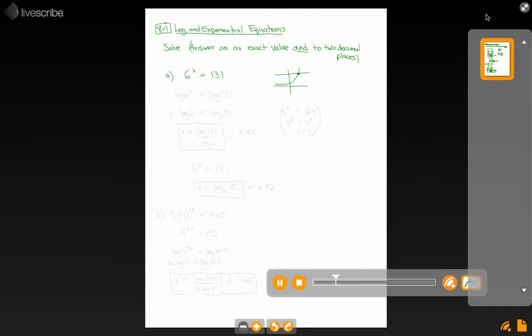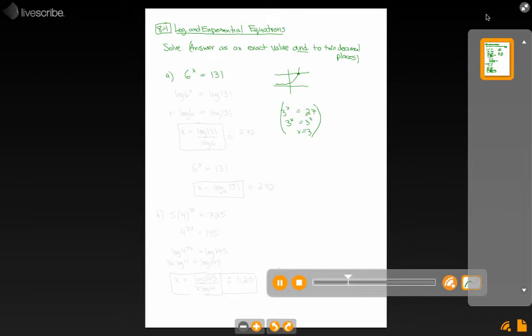If this was powers of the same base, something like 3 to the x equals 27, we'd be able to say 3 to the x equals 3 to the 3, so x equals 3, and use what we learned in Chapter 7 in exponential equations. In this question, unfortunately, 131 is not a power of 6, so we're not able to do that either.